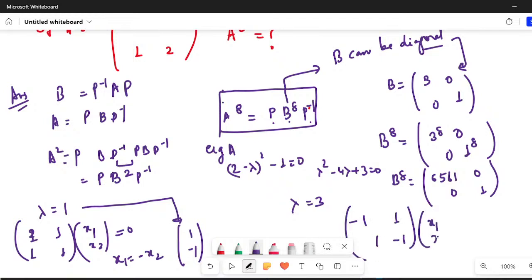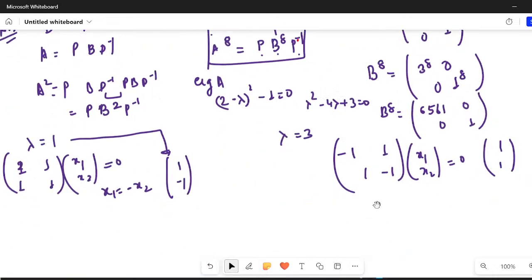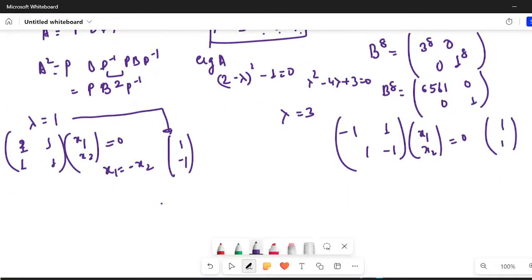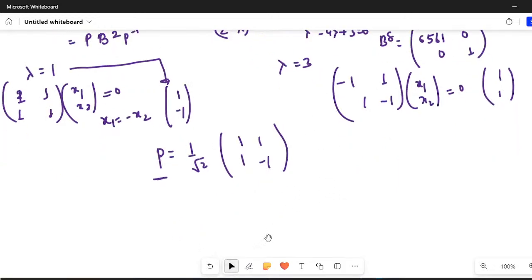So here you have x1 equals x2, which implies 1, 1. So the eigenvector corresponding to lambda equal to 3 is 1, 1. I can normalize both of them by using 1 over root 2. So clearly I know that my matrix P I can write as 1 over root 2, 1, 1, 1, minus 1. Right? This would be my matrix P. If I know my matrix P, I know b raised to power 8.